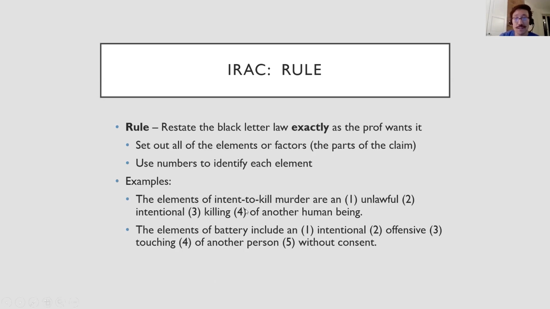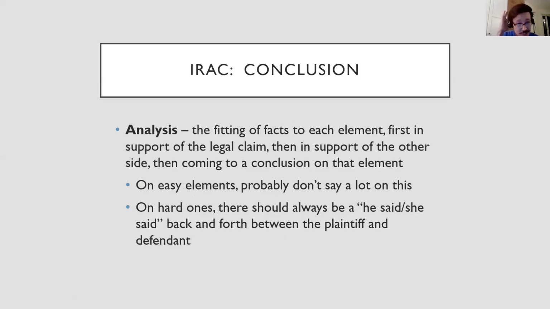So the elements of murder in the context of criminal law are unlawful intentional killing of another human being. The elements of battery are an intentional offensive touching of another person without consent. Analysis, it shouldn't say conclusion at the top. So an analysis is a fitting of any appropriate fact or fact interpretations to each element. And you start with those that are in support of the claim, whoever's going to bring the claim, and then you look at those in support of the other side, and you come to a conclusion on that element.